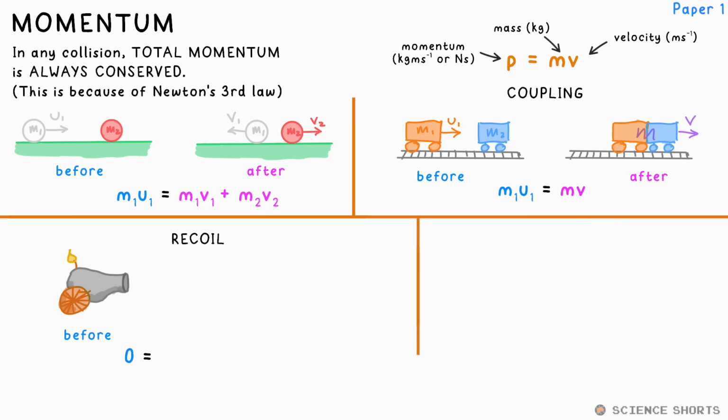Then all you have to do is pop your numbers in, making sure that everything traveling to the left, say, has a negative velocity, and you'll be left with one unknown. Rearrange to find it. Incidentally, in the case of the cannon, as there's 0 total momentum before, the same must be true after as well. Even though the cannonball is moving, that must mean the cannon has the same momentum as the cannonball, but in the opposite direction, so they still add up to 0.